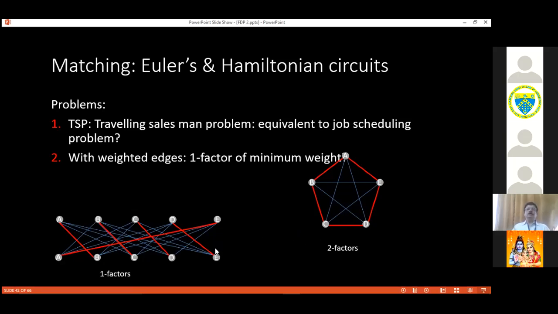This is a 1-factor. A Hamiltonian cycle is a 2-factor. A 2-factor is a subgraph of G in which every vertex has degree 2; it need not be spanning. The remaining cycle I get is one more 2-factor. For every 2-factor, I get a 1-factor, and the replica bipartite graph is exactly equal to the Hamiltonian cycle.